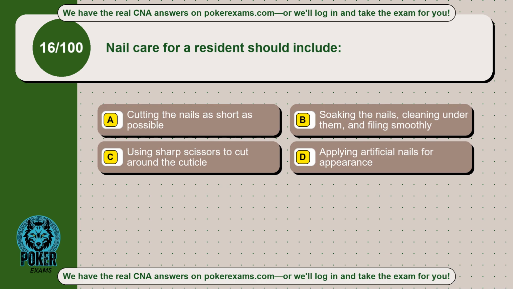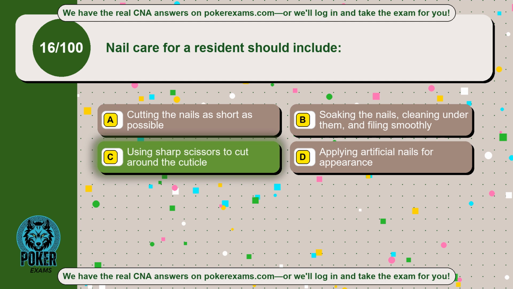Question 16. Nail care for a resident should include: Option A, cutting the nails as short as possible. Option B, soaking the nails, cleaning under them, and filing smoothly. Option C, using sharp scissors to cut around the cuticle. Option D, applying artificial nails for appearance.